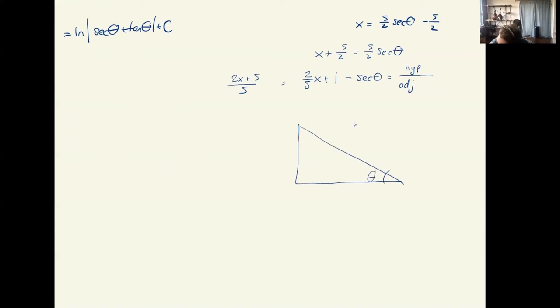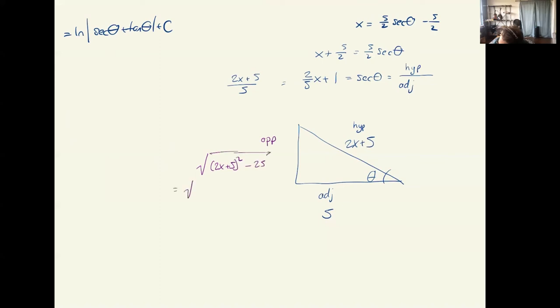The hypotenuse side, I might as well call 2x plus 5. And the adjacent side, I might as well call 5. If I want to know secant of theta, that's great. I already know secant of theta. It's tangent of theta I have to worry about. Tangent is opposite over adjacent. So I'm going to want to use the Pythagorean theorem to find the measure of the opposite side here. So the opposite side is going to be the square root of hypotenuse squared, so 2x plus 5 squared, minus 5 squared.